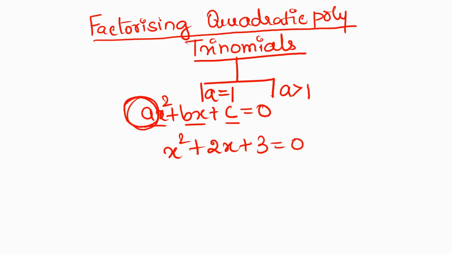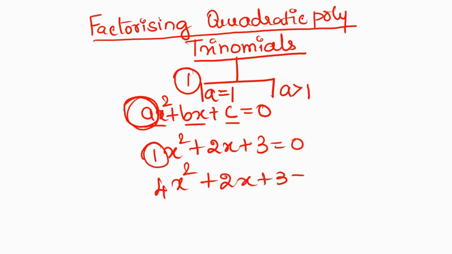So consider this example, x square plus 2x plus 3. The coefficient of x square is 1. This comes under the category a equal to 1. Next example is 4x square plus 2x plus 3 equal to 0. Here the coefficient of x square is 4. So since it is not equal to 1, it comes under the second category. Now we will see the examples for first category when a equal to 1.